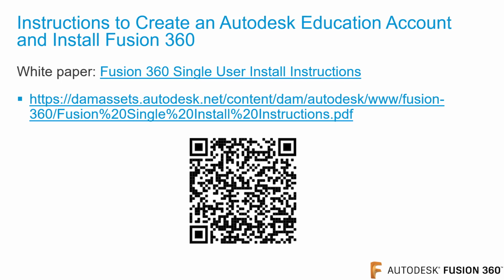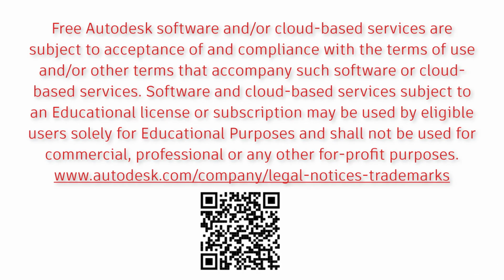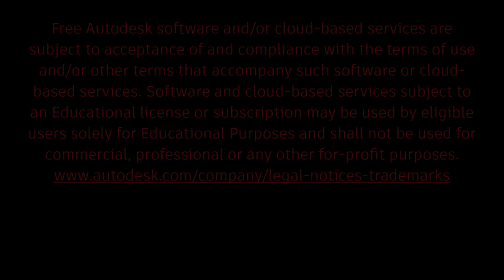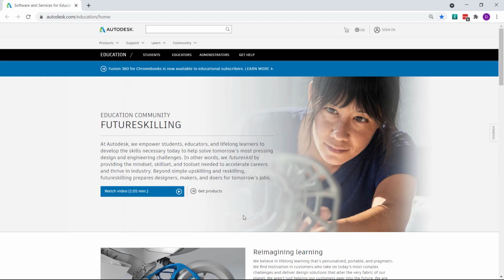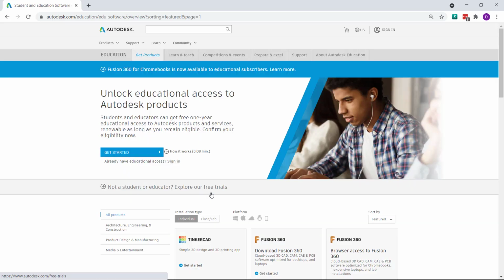Now I want to walk you through the process of creating an Autodesk Education account. On the Autodesk Education Community site, simply click on Get Products in the middle of the screen. On this page, if you already have an Autodesk Education account, click Sign In. If you need to create a brand new account, click on Get Started, and then you will be guided through the process.